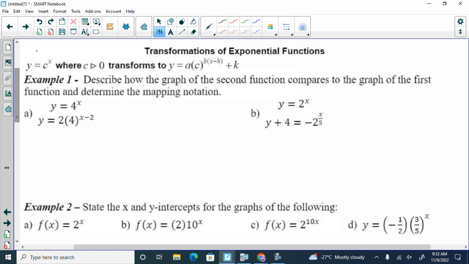All the same rules apply. The only way it's different is on your next test, where you have to say vertical displacement and horizontal phase shift, per trig, right? Other than that, we're back to translations. So, describe how the graph of the second function compares to the graph of the first function and determine the mapping notation. Both of these have base 4. We agree? Is the 4 appearing anywhere in our transformations? No. We don't care about that. We do care about the 2 in front. What is that?